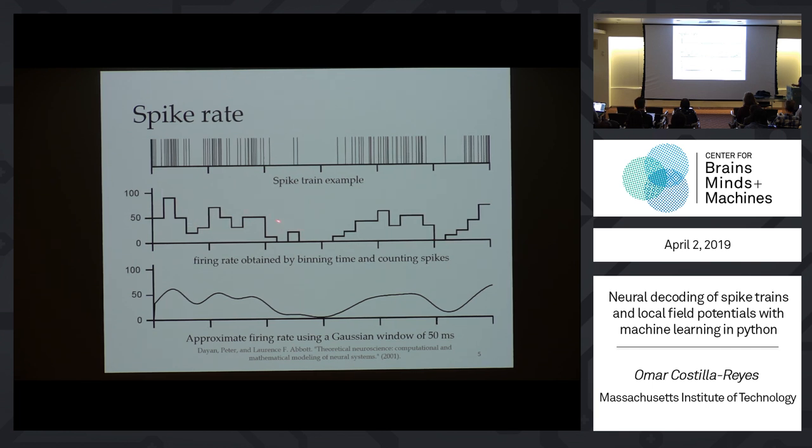But sometimes we want a continuous signal. So something that we can do is to approximate the firing rate by using a Gaussian window, for example, of 50 milliseconds. First we get the binned spikes, and then from here we can pass to the firing rate like this, right? This is more like a continuous signal and will be useful for certain types of processing that we can do with the signal. And that's actually the signal that we're going to use today for this tutorial.